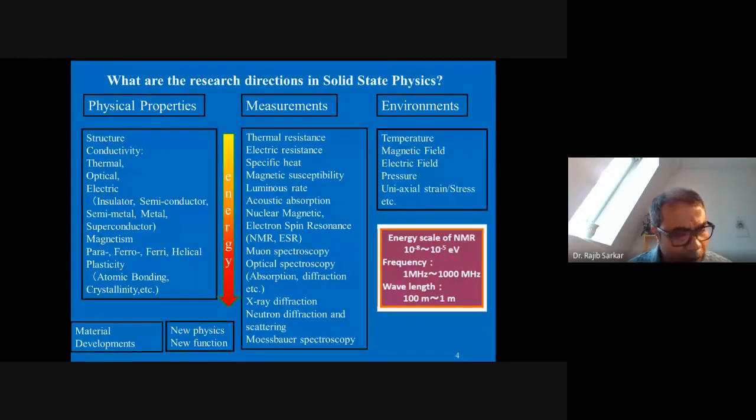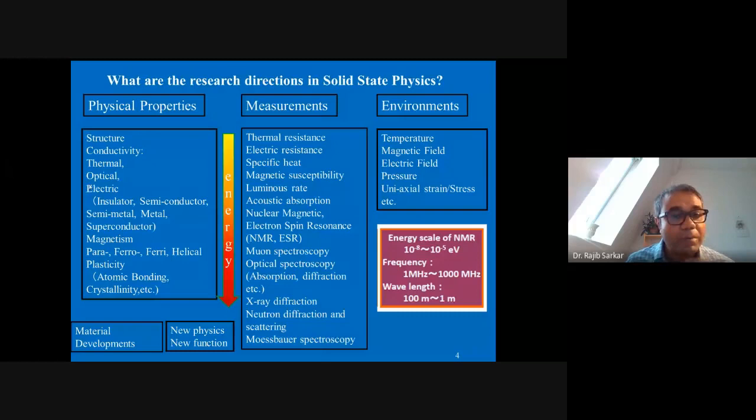Okay, so now let me talk about this. Research in solid state physics can be disentangled into three parts. Usually I try to see it in this way. You first try to measure the physical properties of solid state materials, and then you do measurements to understand these physical properties, varying the environment to see what happens, such as temperature, magnetic field, electric field, pressure, and most recently people are also quite extensively using uniaxial strain and stress.